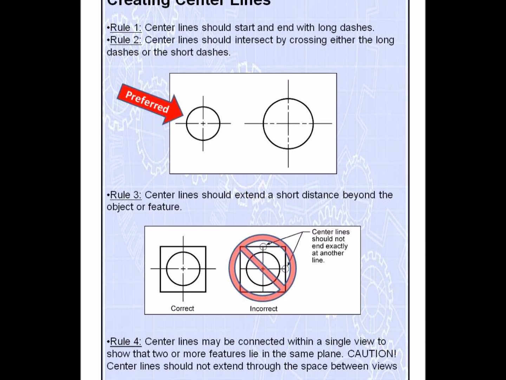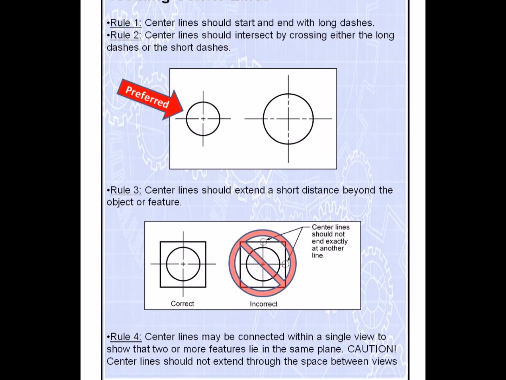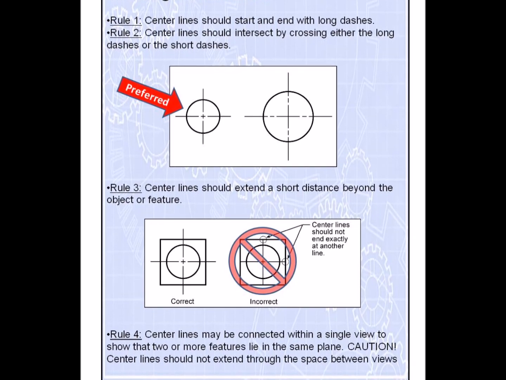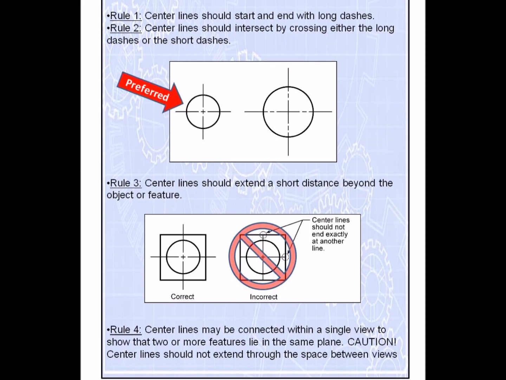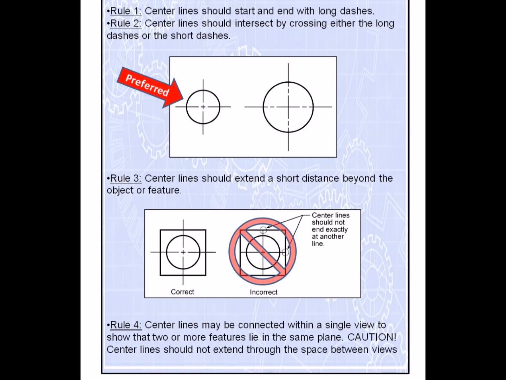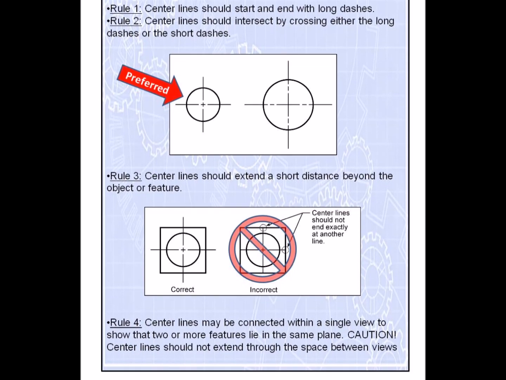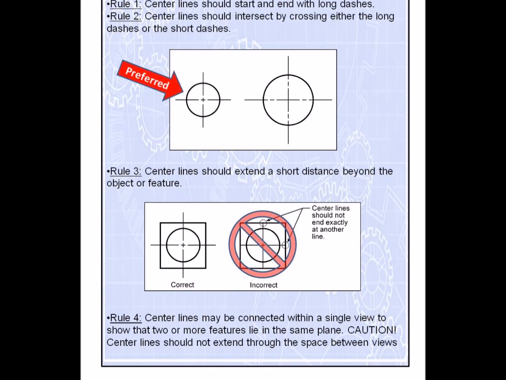Rule 1. Starting and ending a center line with a long dash is usually taken care of by the drawing software. Another thing to keep in mind is connecting center lines between 2 features that are along the same plane. This will eliminate the need to dimension the distance to that plane twice.